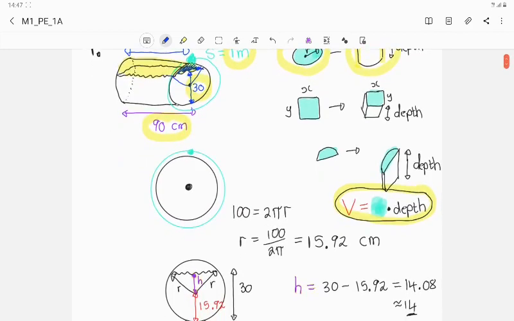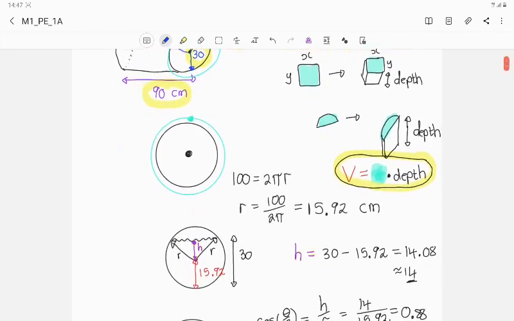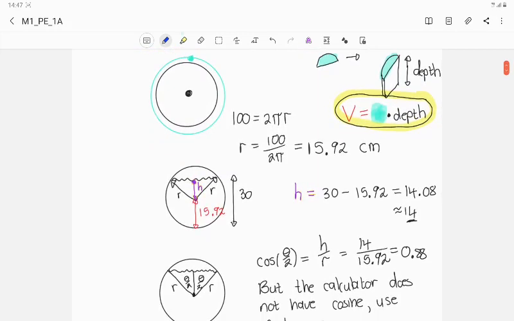What I've done is I've taken the front part or the circular part, there it is, and I'm going to work with this. Right, so I know that the circumference is 1 meter, which is 100 centimeters. I also know that the formula for circumference is 2 pi r. So that gives me a way to calculate the radius of this circular face as being 15.92 centimeters.